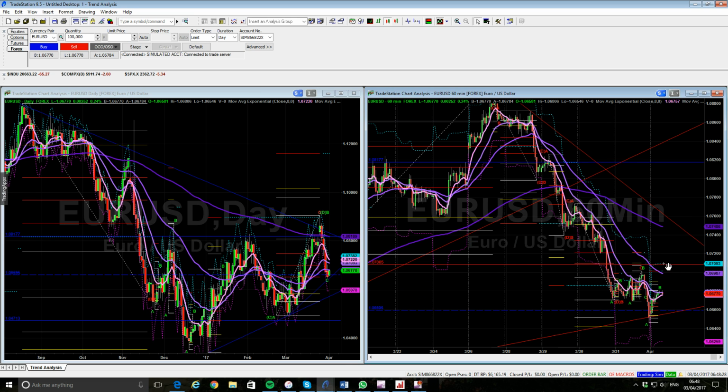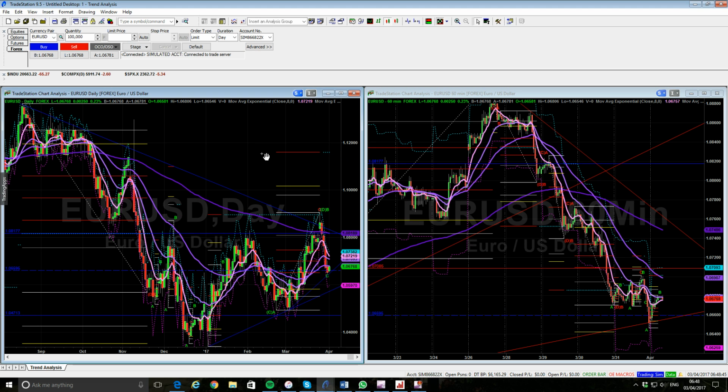A break of this level would open up a deeper retracement up to this trend line coming in on the hourly, and a break of this trend line would suggest that we are going up towards 108.20, potentially going to test these highs and eventually complete the D on the daily.